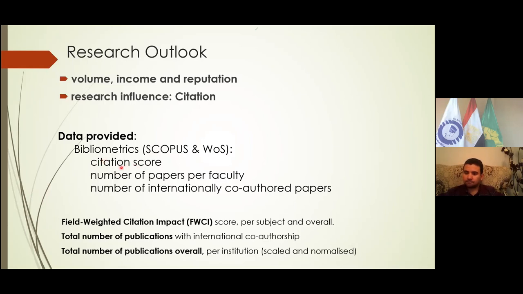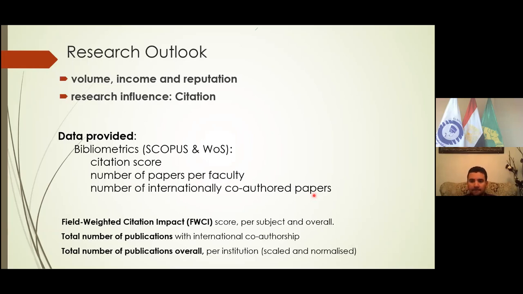And you need to look at the citation score for your journal. Sorry, you need to look at the number of papers per faculty per institute. And this is a very important factor for ranking. How many staff do we have in this institute and how many publications are coming out? And as I said again, how many publications appear in Scopus or Web of Science for these staff. They also look at the number of international co-authored papers: do you have cooperation? This is cooperation locally, inside your country, or internationally also.